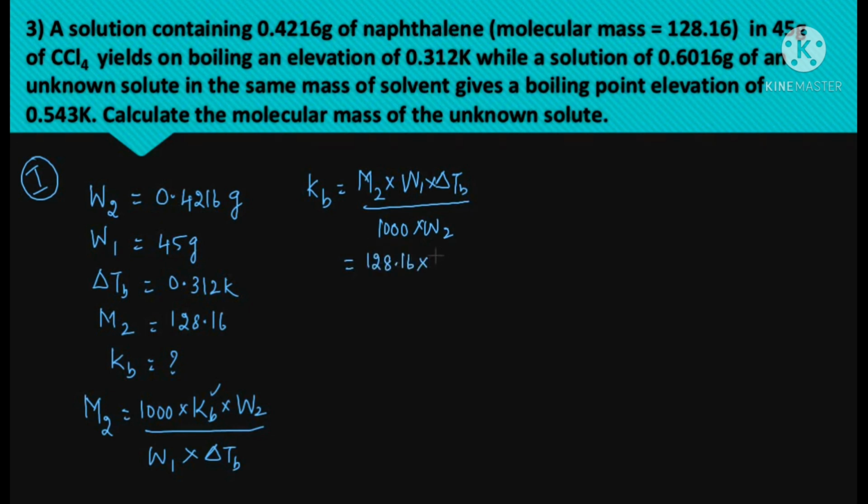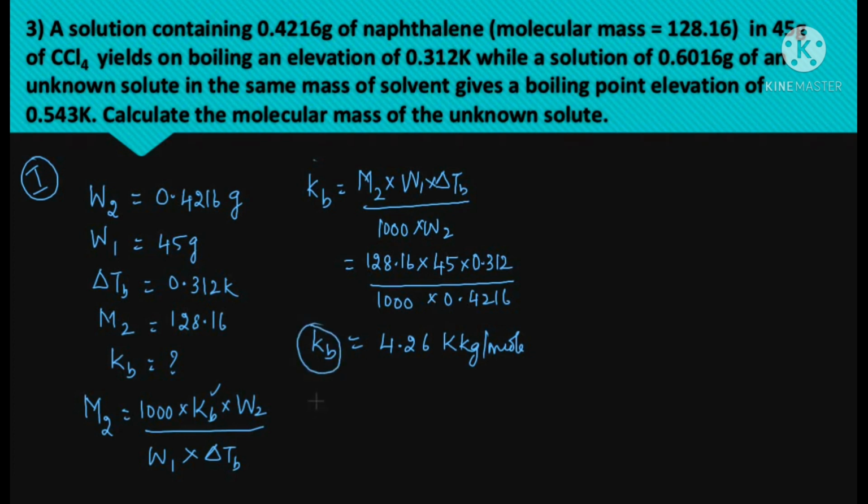Now substitute all the values, students. 128.16 into W1, what is W1? It is 45, into 0.312, divided by 1000 into 0.4216. So what's the answer? It is 4.26 Kelvin kilogram per mole. Now we'll make use of this Kb value in the next step. So we'll go for the next step.